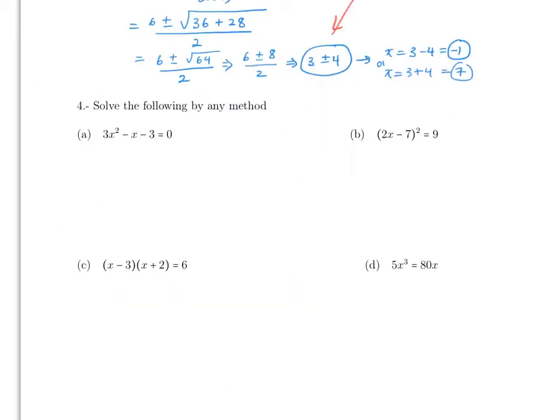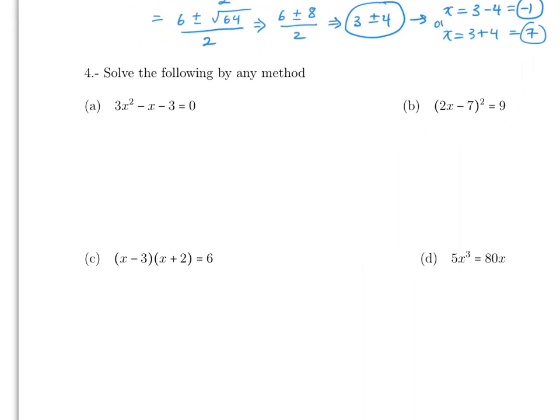Okay, number 4, you can use any of the 3 methods: completing the square, factoring, or the quadratic formula. Number 4 looks like maybe you can factor it, but let's just give it another shot with the quadratic formula. Here a is equal to 3, b is negative 1, and c is negative 3.